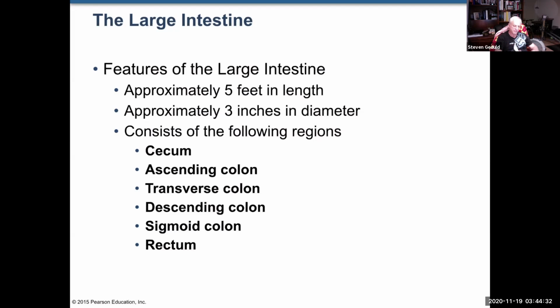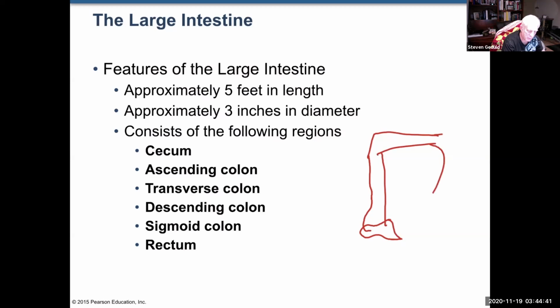The ascending colon goes up. So here's your cecum coming here, then you have an ascending colon coming up. You have a transverse colon going across. You have a descending colon going down. Then the sigmoid colon. Sigmoid is S-shaped and it feeds into the rectum.